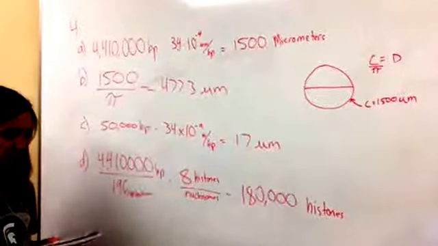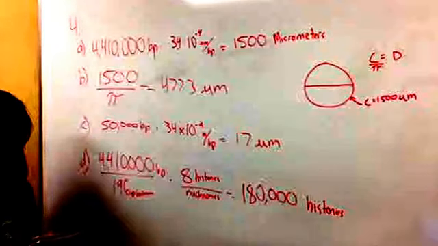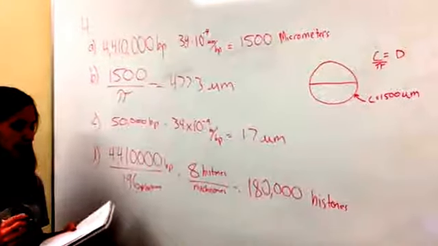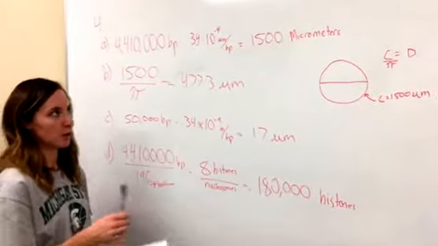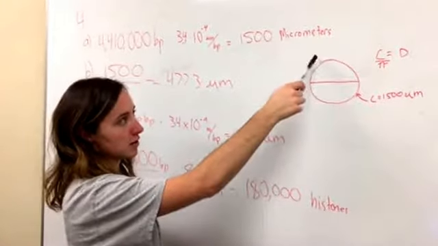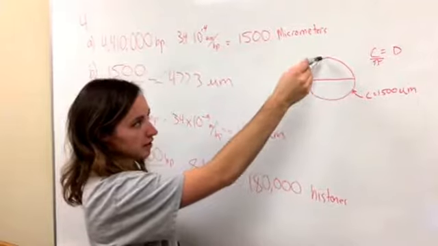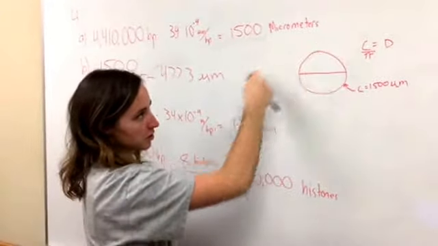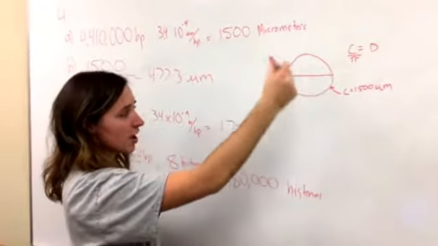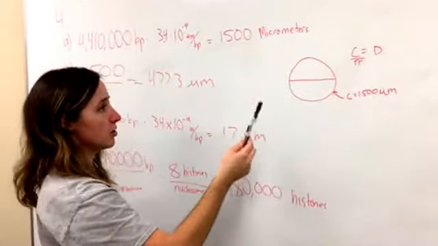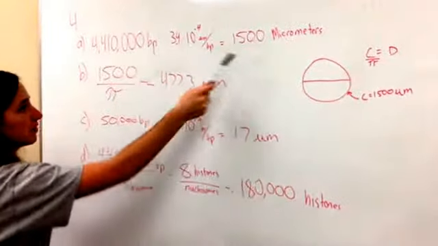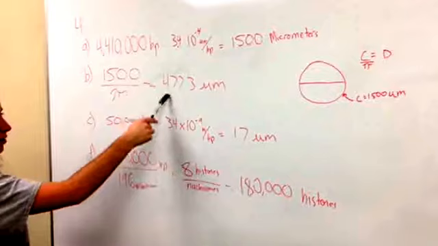For part B, it's wanting to know the diameter. And so if the circumference is pi times your diameter, we already figured out the circumference in micrometers, because it's like taking the circular chromosome and stretching it out long. So that would be your circumference. And so you just divide what we found out here by pi, and you get 477.3 micrometers.